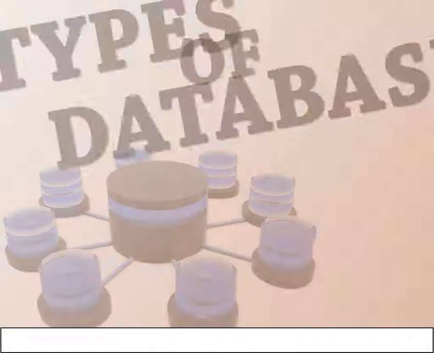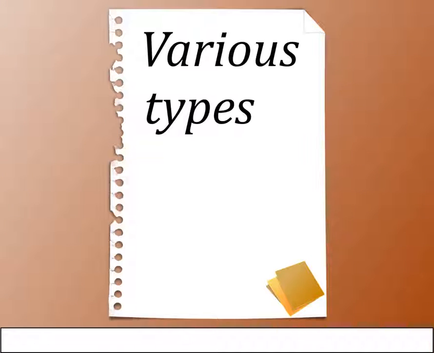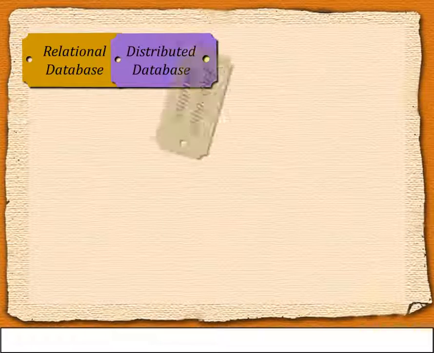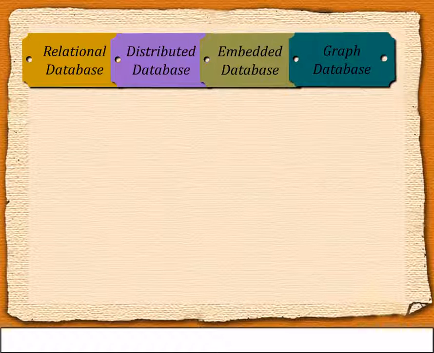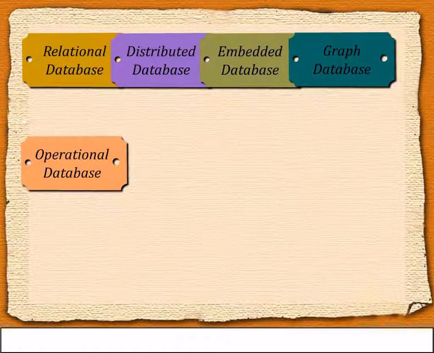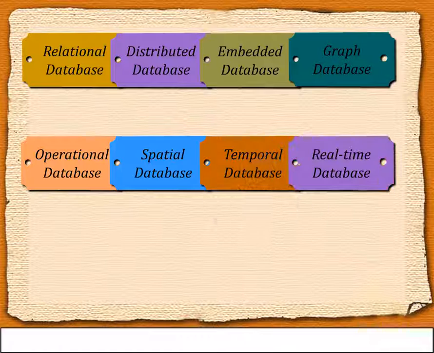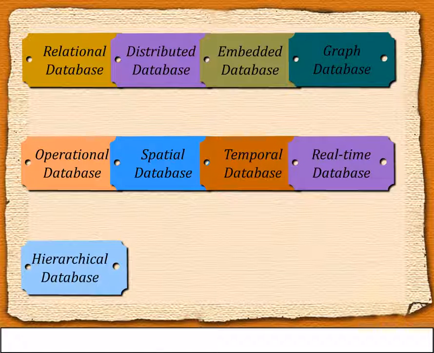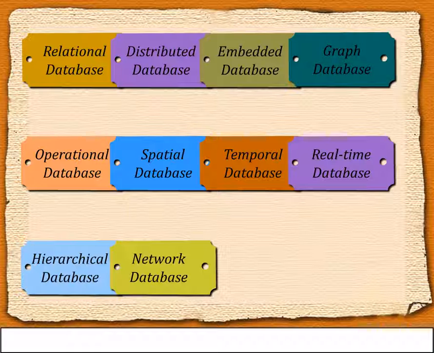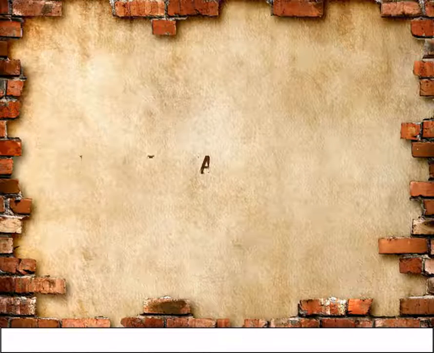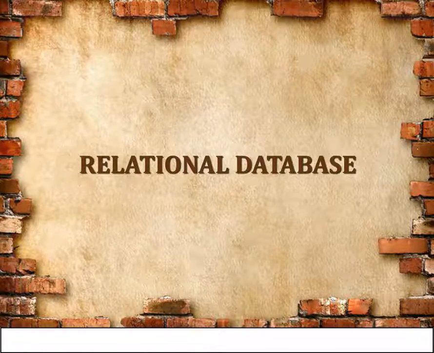Types of database. The various types of database are relational database, distributed database, embedded database, graph database, operational database, spatial database, temporal database, real-time database, hierarchical database, network database, object-oriented database. Relational database.